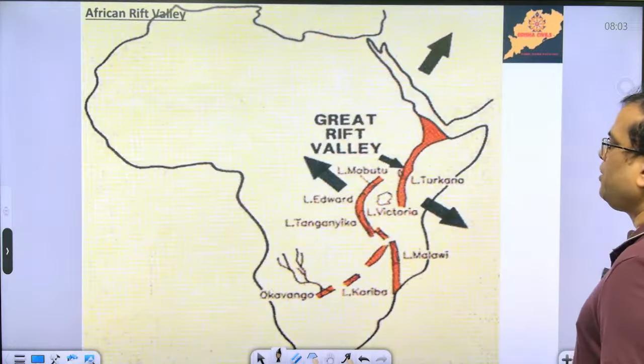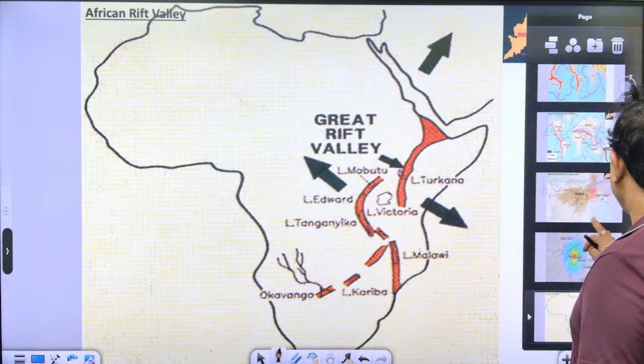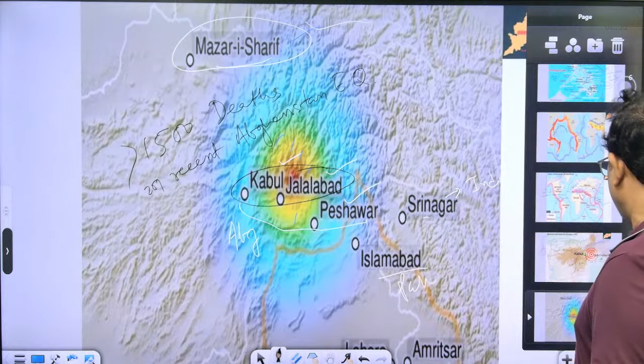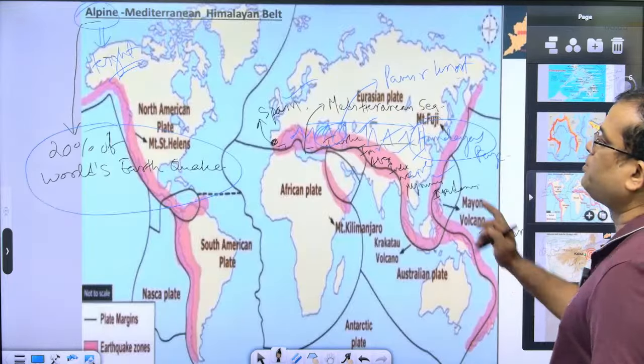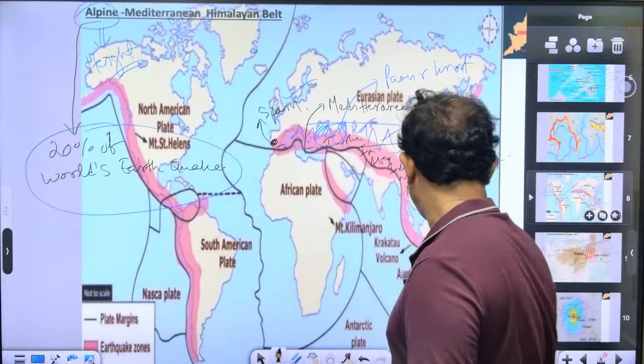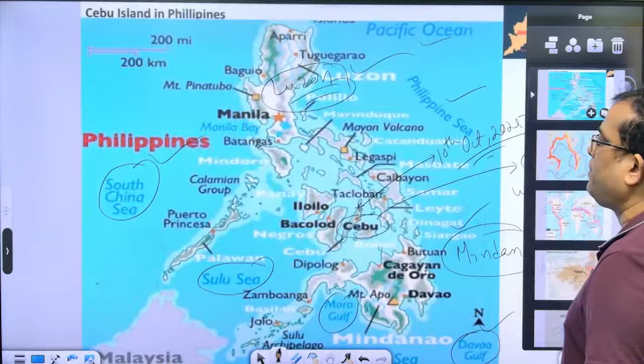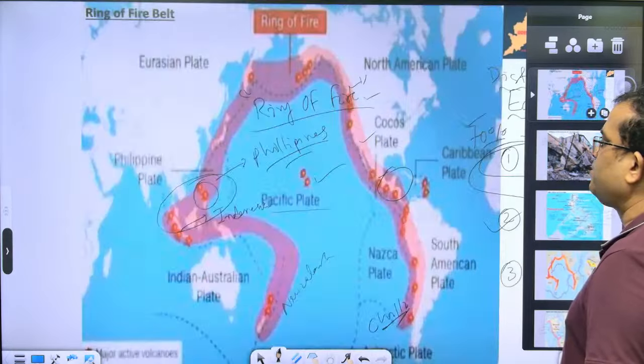Next, we explained Afghanistan, which falls in the Alpine Mediterranean zone, the second zone. The first zone is the Pacific Ring of Fire, and we saw the Philippines case too.